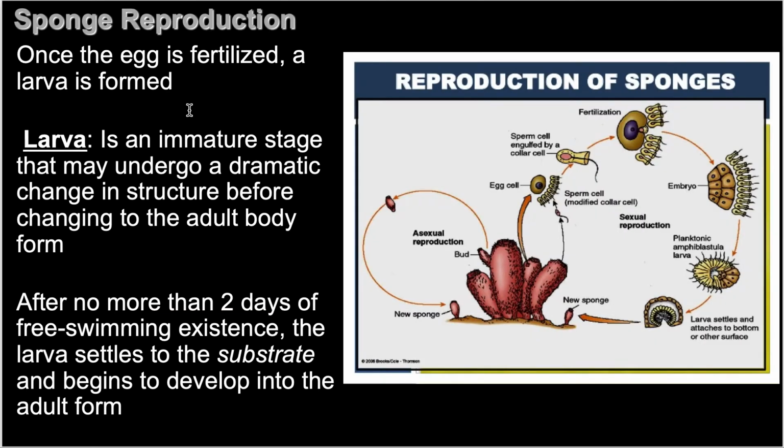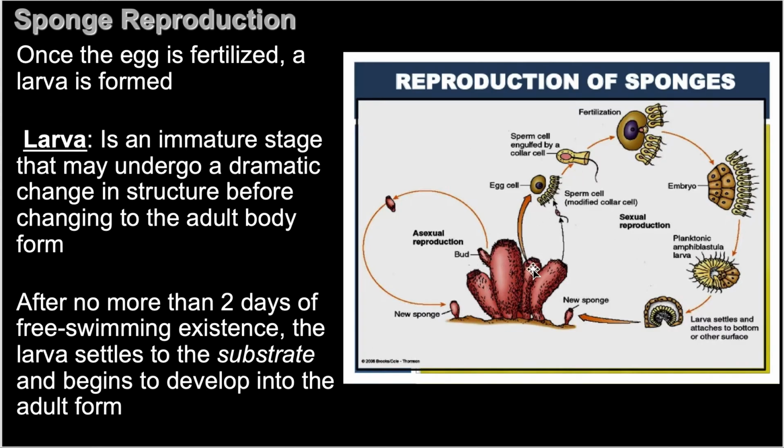All right. Once the egg is fertilized, a larva will form. The larva is an immature stage that may undergo a dramatic change in structure before changing to the adult body form. So it's kind of like a toddler stage. For sponges, after no more than 2 days of free swimming existence, the larva will settle to the substrate, meaning the ground or some other surface that it's going to grow on, and develops into the adult form. So for sponges, in that larval stage, they are free swimming, and then they go find somewhere to live and take root there.